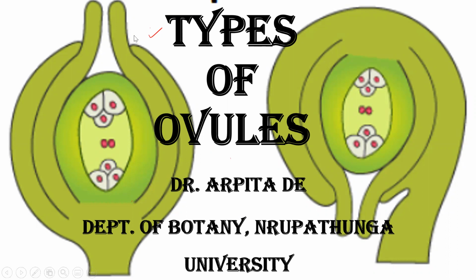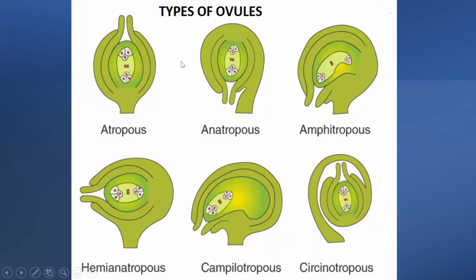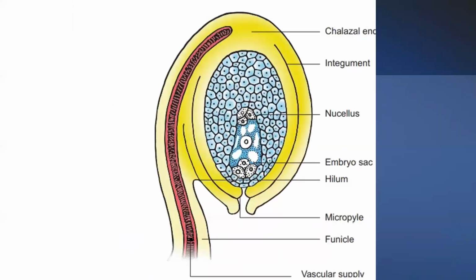So let's get started. These are the various types of ovules that we are going to discuss in detail with examples, right? We will discuss Orthotropous, Anatropous, Amphitropous, Hemianatropous, Campylotropous, and Circinotropous ovules. So let's start.